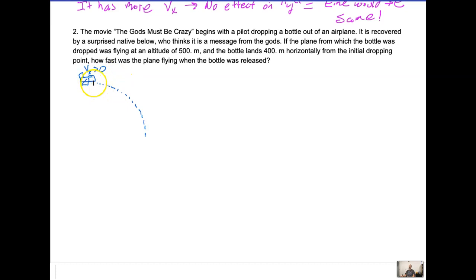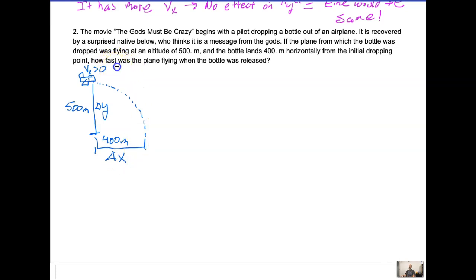So it's moving to the right, so the bottle starts just like it would be shot out of a cannon, moves, and then it comes down. So they give us two things. One of those things they give us is they say that it has an altitude of 500 meters. So that's my delta y. It says also that right here we have 400 meters, and that is my change in x.